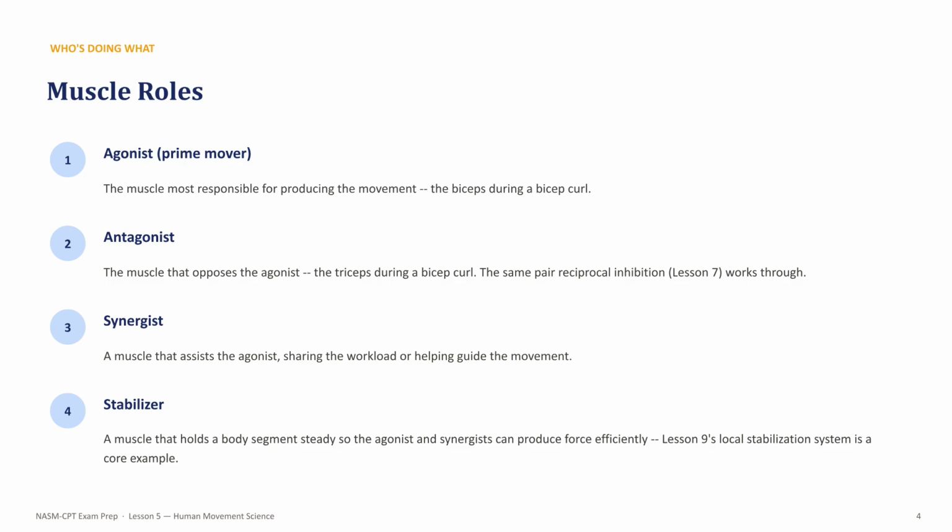Here's a way to make this concrete. Think of a squat. Quads are the agonist. Hip flexors act as the antagonist. Glutes and hamstrings act as synergists. And the core acts as the stabilizer. One exercise, all 4 roles at once.